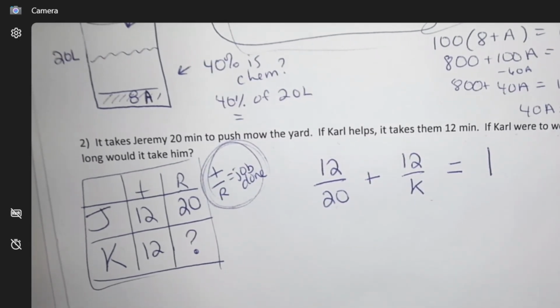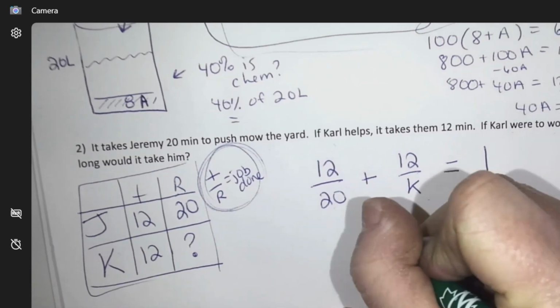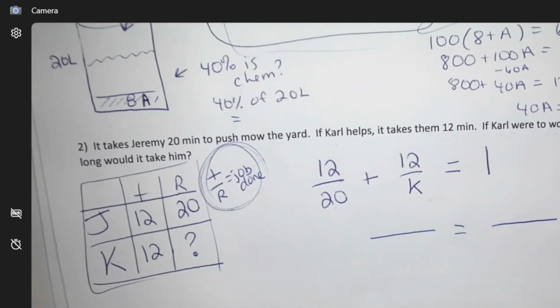Okay, that's the hard part. Now the rest is all you. What do you do from yesterday? Should I cross multiply or common denominator it? I should common denominator it. Okay, what do I need as a denominator that's going to work for all three things?